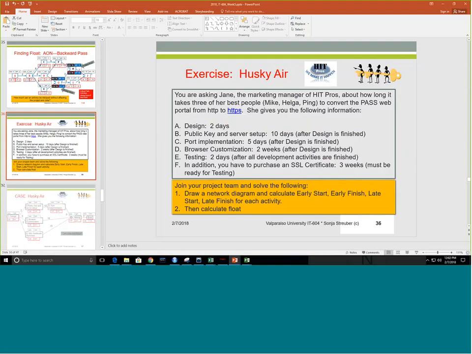Yeah, so here we have Jane, the marketing manager of Hit Pros, and this is about her 3 best people, Mike, Helga, and Ping, to convert the Pilot Angel scheduling system from HTTP to HTTPS, right? So, well, Jane says it's going to take 2 days to design. Public key and server setup is 10 days after the design is finished.